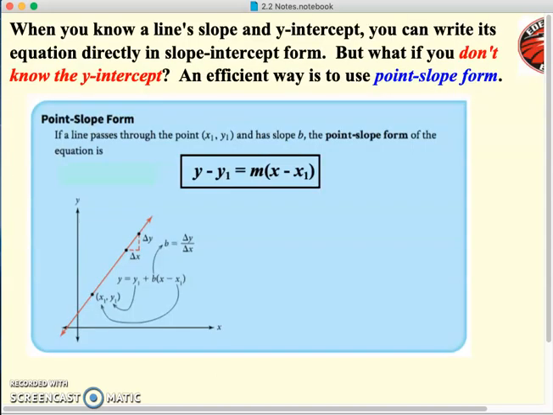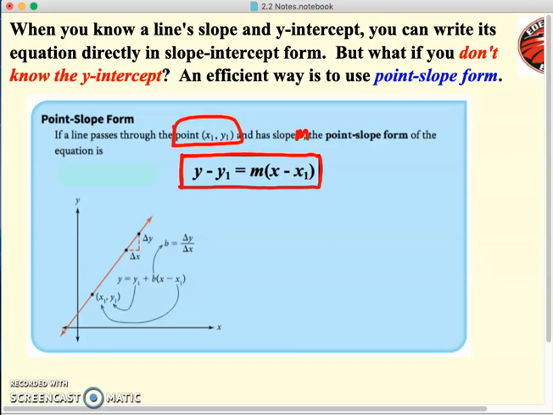So the equation for point-slope form reads like this: y minus y1 equals m times x minus x1. And the point would be what we call x1, y1, and the slope, which we would call m. And essentially what you do is drop those things into the equation.